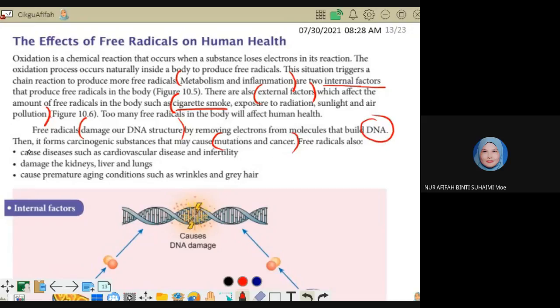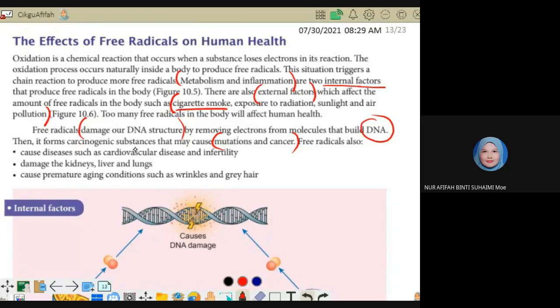Okay. Now, free radicals also cause diseases such as cardiovascular disease, penyakit jantung lah, cardiovascular disease, and also make a person infertile, mandul, infertility, kemandulan. Boleh menyebabkan kemandulan. It attacks the molecule inside our reproductive cell lah. Okay. Dia akan attack reproductive cell or DNA inside the reproductive cell.